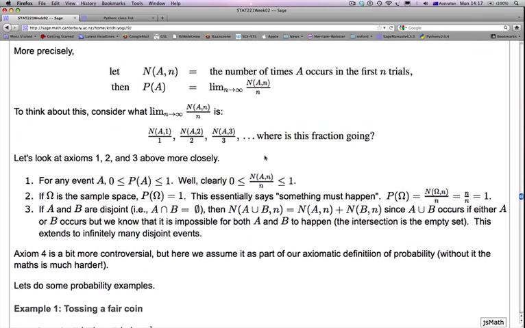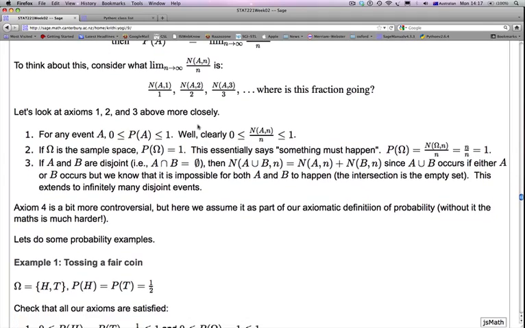To think about this, consider what the limit as n goes to infinity of N of A comma n over n is. Well, that's nothing but the question of where this particular sequence of fractions is going, right? So if n is 1, we have N of A comma 1 divided by 1. That's the number of times the event A occurs in one trial of the experiment. This is the fraction of times the event A occurs in 2 trials of the experiment, and 3 trials, and so on. So the question is, where is this fraction going if we keep chasing the sequence? And that is the definition of the limit, right?